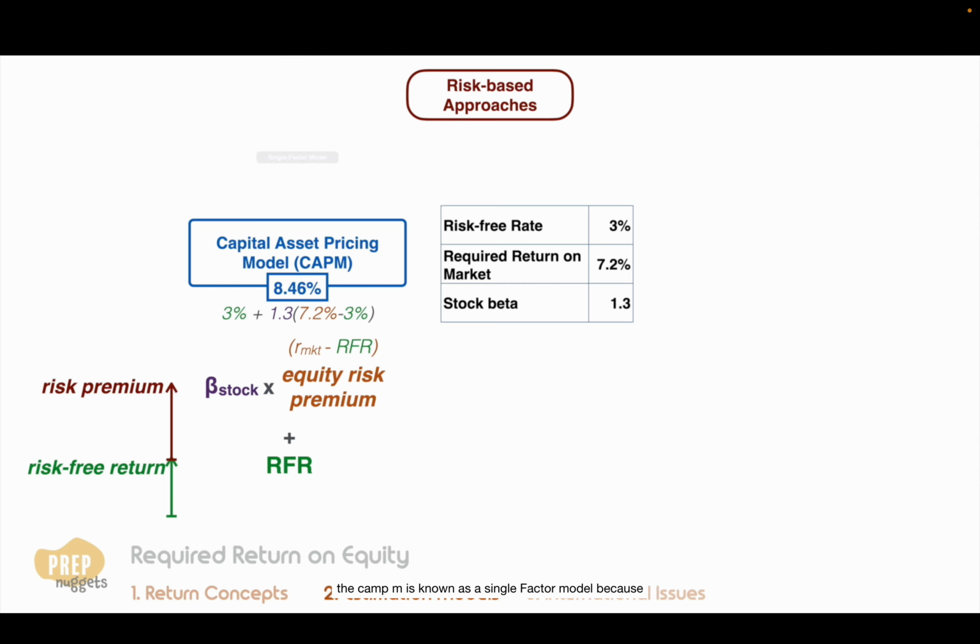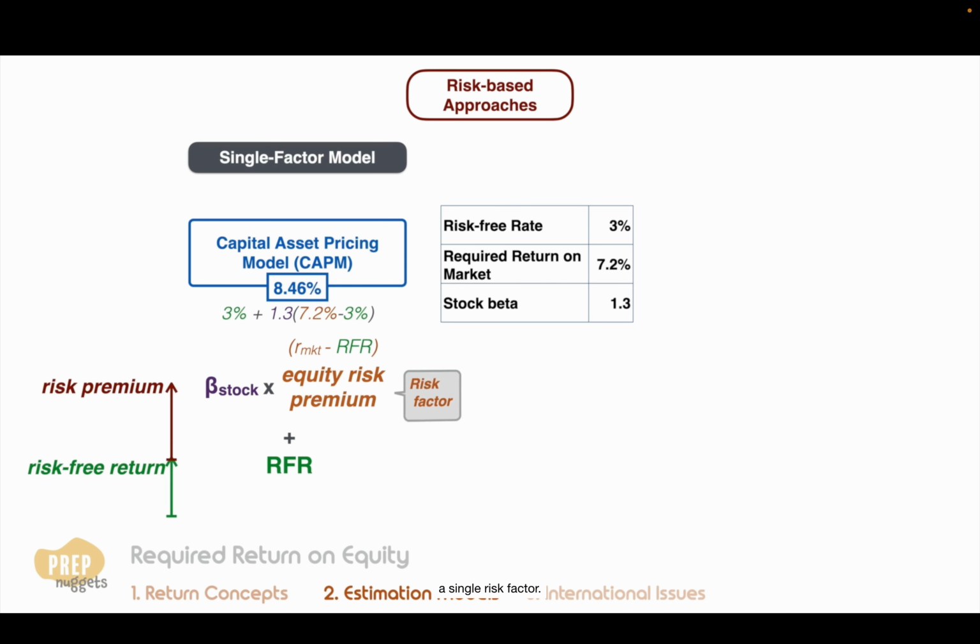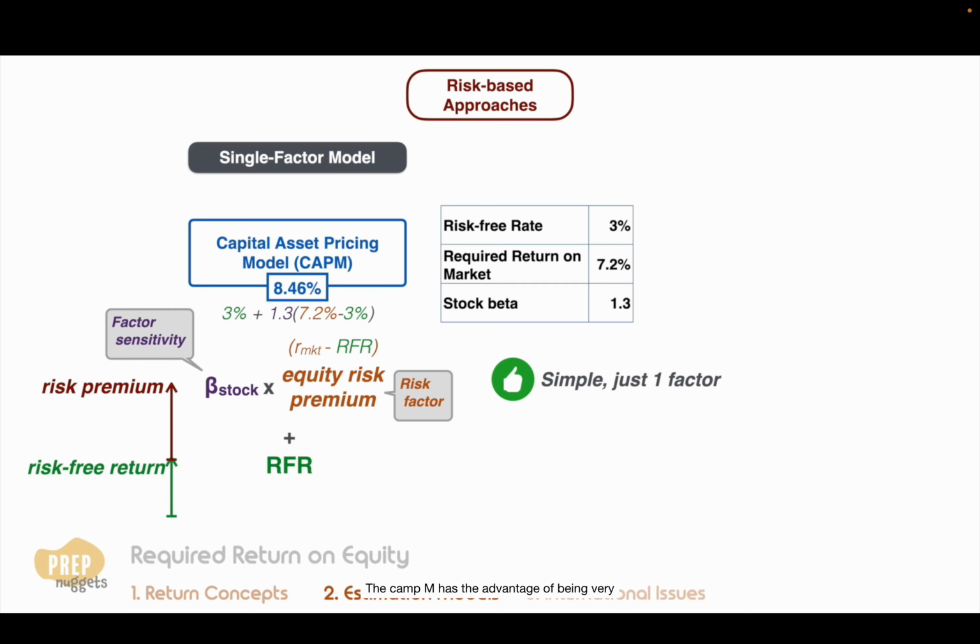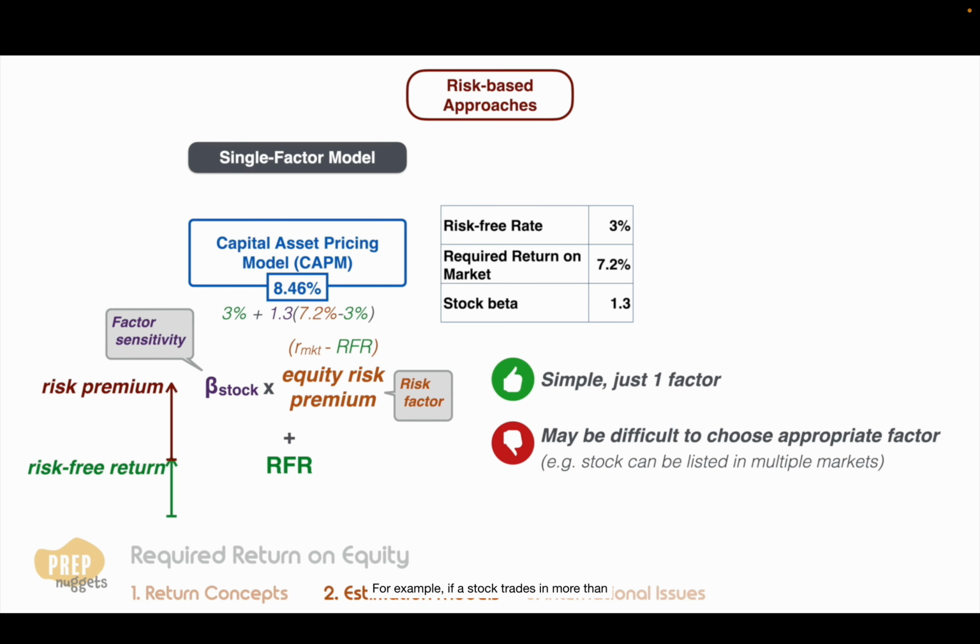The CAPM is known as a single-factor model because there's just one risk premium explained by a single risk factor. The beta in this case is the factor sensitivity. The CAPM has the advantage of being very simple in that it uses only one factor. The weakness is choosing the appropriate factor. For example, if a stock trades in more than one market, which market's equity risk premium should we use? Another weakness is low explanatory power in some cases. In fact, some studies have shown that the CAPM fails to describe risk completely.